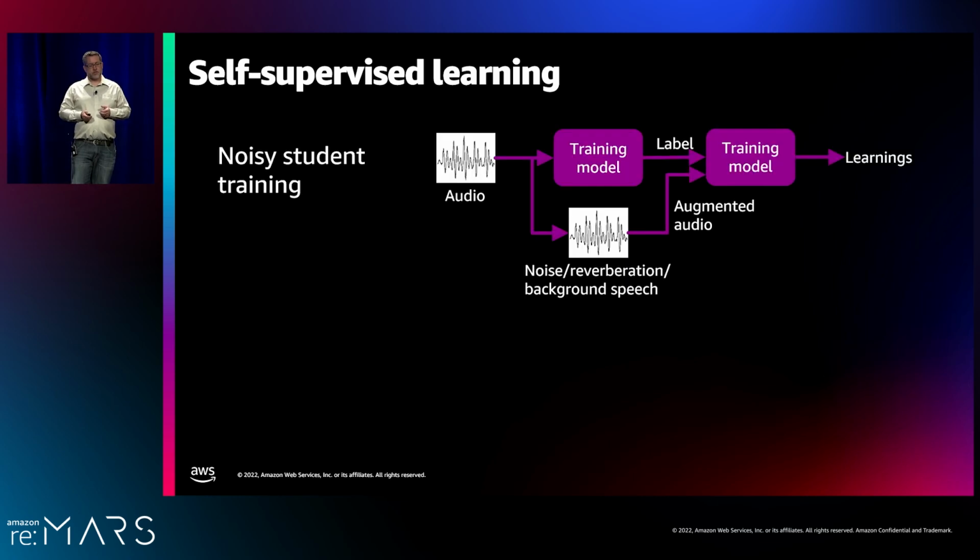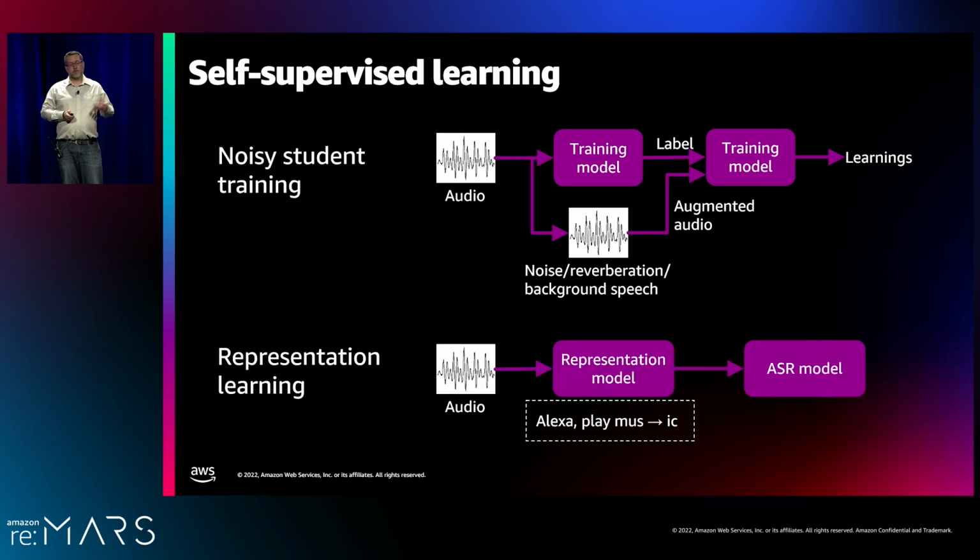One technique that we use is called noisy student training. So in the ASR world, what we do is we take the original customer audio and we feed it into the model we're training, and that will produce a prediction, and we're going to treat that as our label. We can then augment the original audio with background speech, noise, reverberation to make it a more challenging learning case. We can then feed that augmented audio and the label from the clean audio into the training model to improve it. And what this does is it helps make the model more robust to those challenging acoustic conditions.